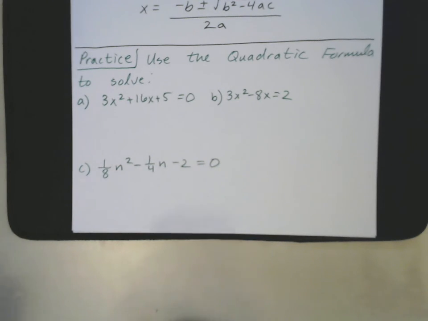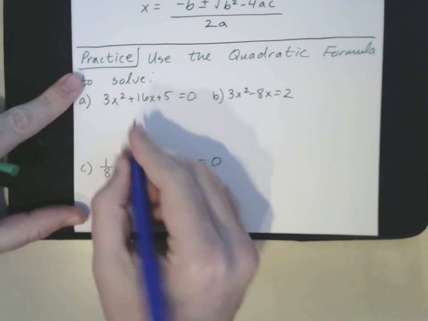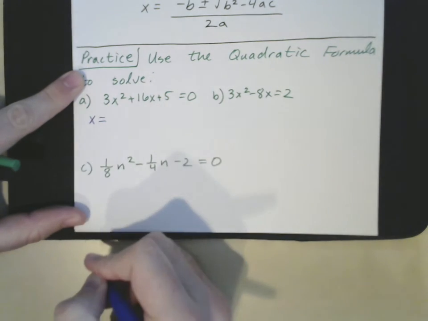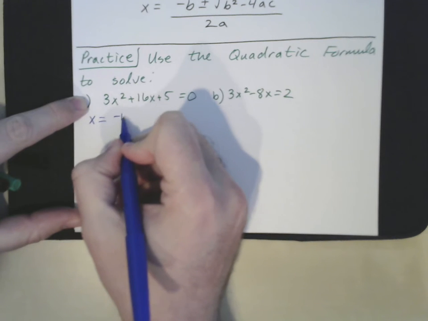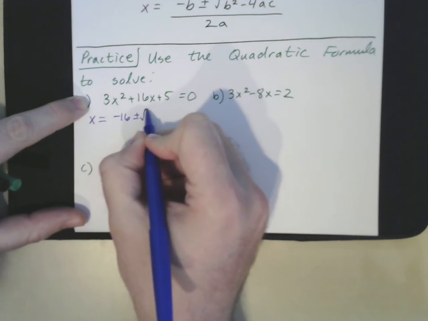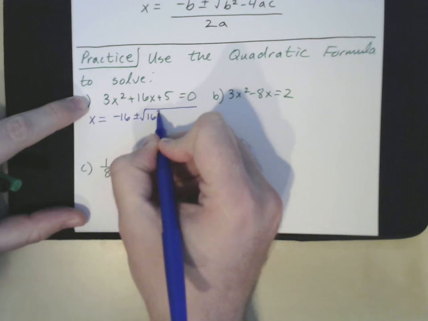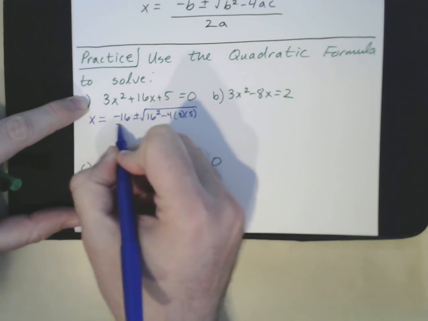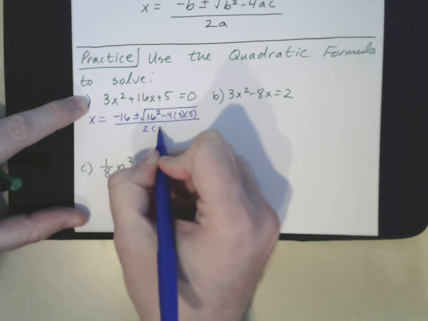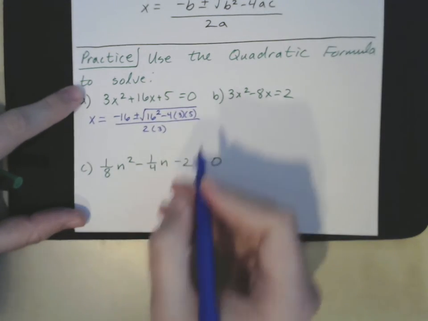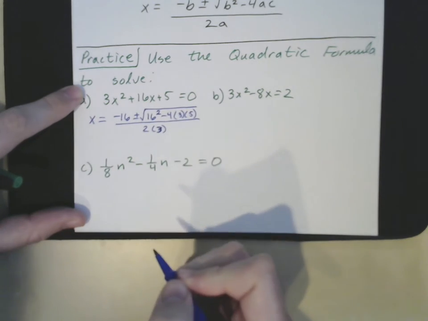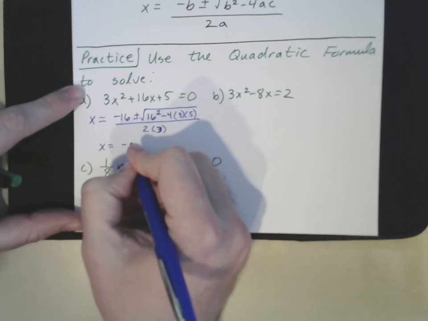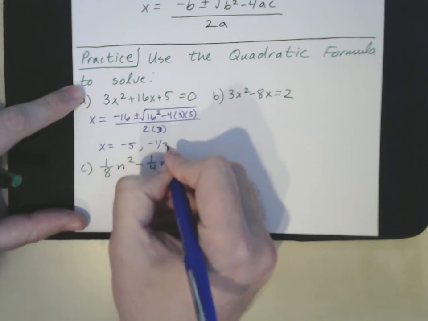Okay. So now that you have your 3 answers, our quadratic formula for part A: negative b is negative 16 plus or minus the square root of 16 squared, b squared, minus 4 times 3 times 5, all over 2 times 3. That's just following our format for our formula. And when you simplify this, you should get negative 5 and negative 1/3.